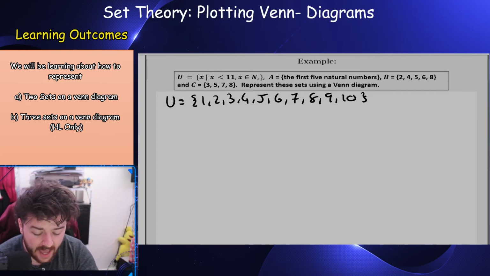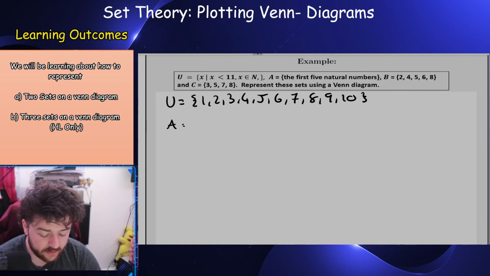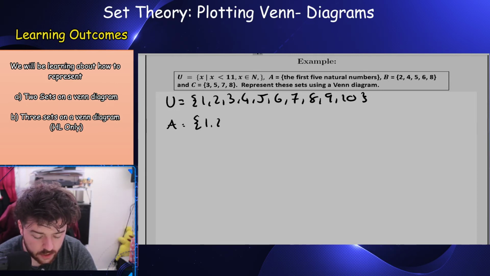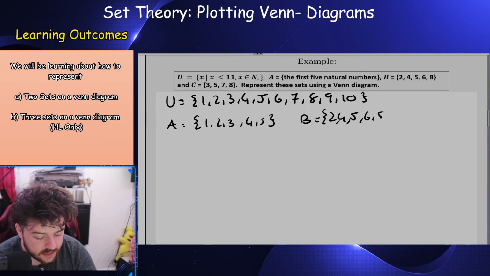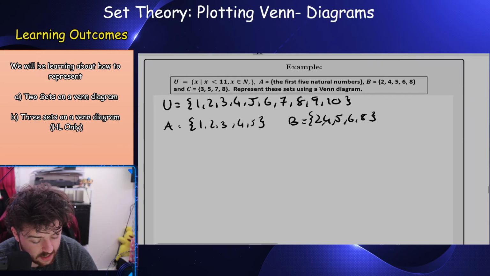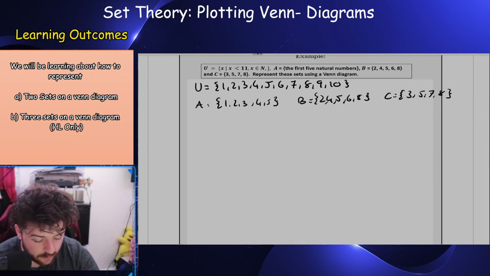Anyway, A is equal to the first 5 natural numbers. So it's going to be 1, 2, 3, 4, 5. B is equal to 2, 4, 5, 6, 8. And then C is equal to 3, 5, 7, 8. Right. Now let's represent these on a Venn diagram.